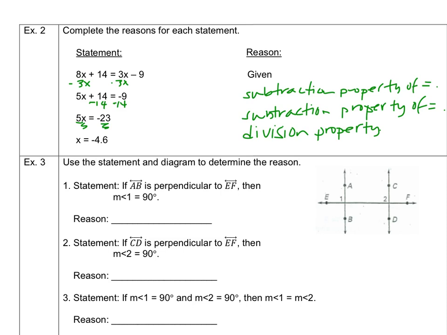Example 2 had us completing everything from the statement side to the reason side. And remember, we always have an original statement, and if we're asked to give a reason for that, it's always given, which is kind of nice. And then we had two subtraction properties to move things to each side of the equation, and we ended with that division property of equality. Now, down below, we're going to transition into some geometry type statements and reasons.